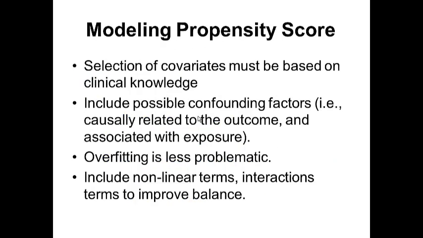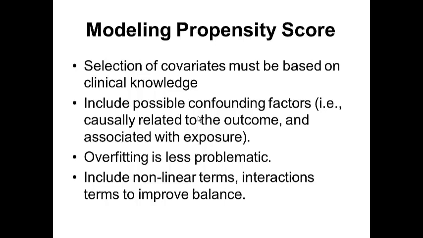Here is a technical note in modeling propensity score. When you compute propensity score, selection of covariates must be based on clinical knowledge. So you don't do bivariate selection or stepwise selection. Never. Second, the propensity score model should be more inclusive than exclusive, so you need to include all possible confounding factors. What are confounding factors? Variables which are causally related to the outcome and which happen to have association with exposure. When you don't have room to include all of them, it is more fatal not to include the variable which is causally related to the outcome than the factor associated with exposure.